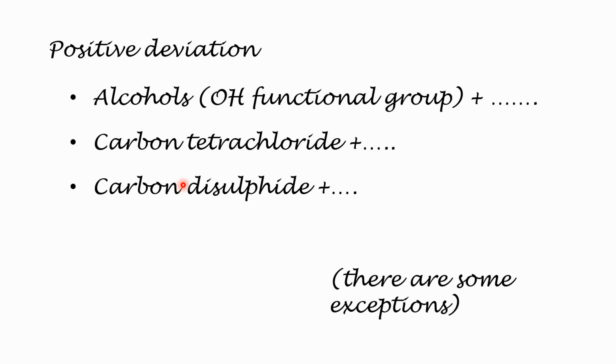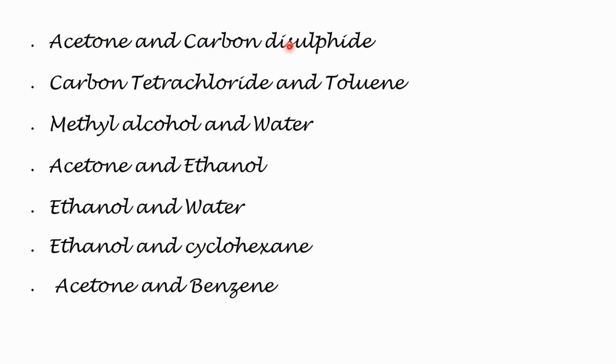So what you have to see is whether the given pair of liquids contains alcohols, carbon tetrachloride or carbon disulfide. That you have to verify. Say acetone plus carbon disulfide, then carbon tetrachloride plus toluene, methyl alcohol, which is an alcohol, plus water, acetone plus ethanol, then ethanol plus water, ethanol plus cyclohexane. Acetone plus benzene does not belong to any of the categories, but it is a commonly asked solution mixture, and it belongs to solutions showing positive deviation.